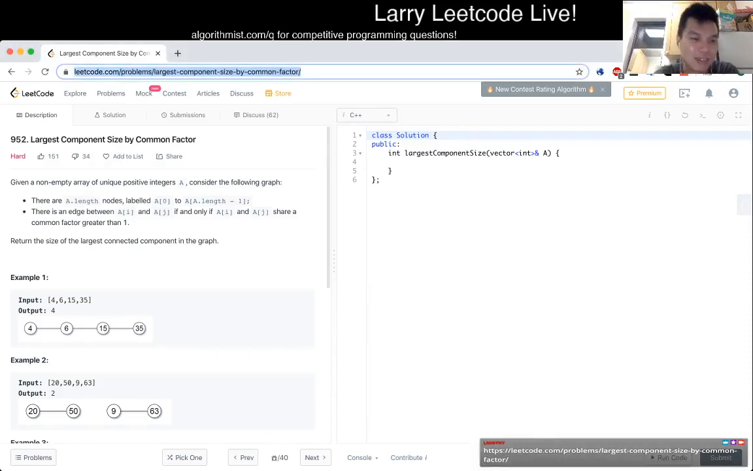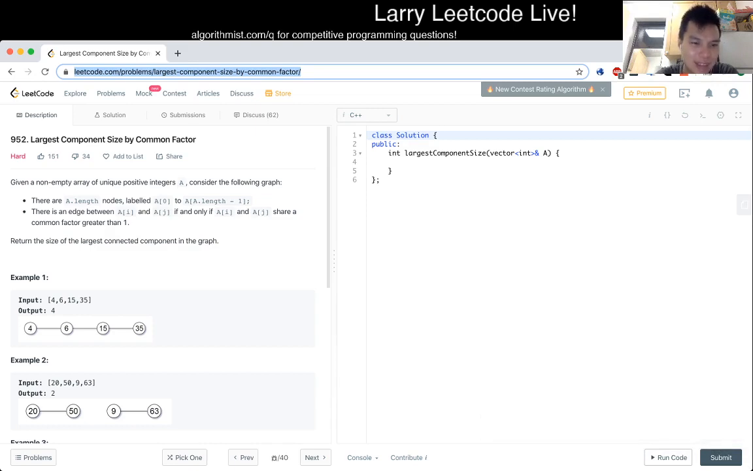Cool. 952, largest component size by common factor. Given a non-empty array of unique positive integers A, consider the following graph. There are A.length nodes, labeled A[0] to A[n-1]. There is an edge from A[i] to A[j] if and only if A[i] and A[j] share a common factor greater than 1. Return the size of the largest connected component in the graph.